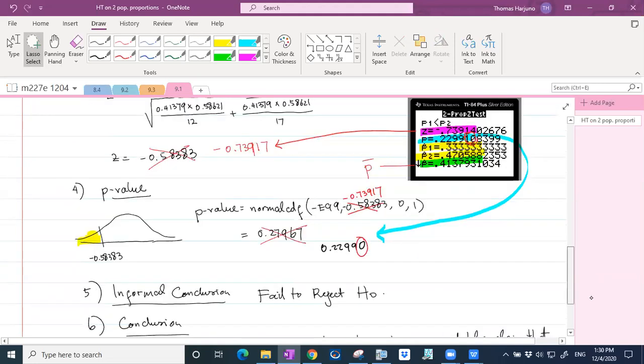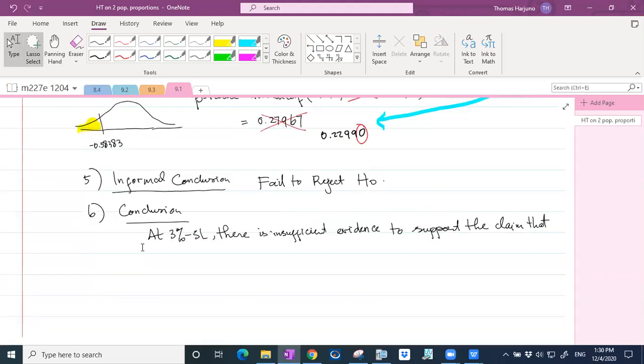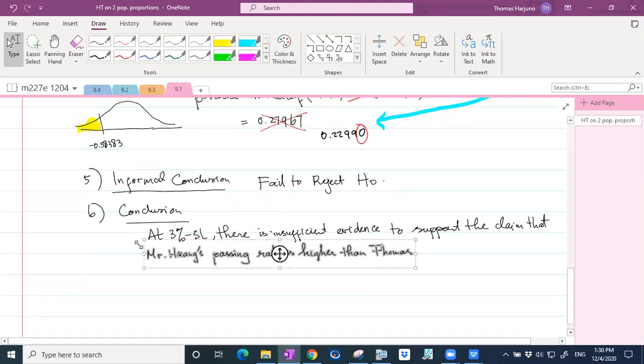Notice that we do not say that's wrong. We did not say Mr. Huang's passing rate is not higher than Thomas. That's not what we are saying. We simply say there's not enough evidence. But Thomas, we have evidence. Yeah, you have evidence, but that's not enough. Your evidence is not strong enough.